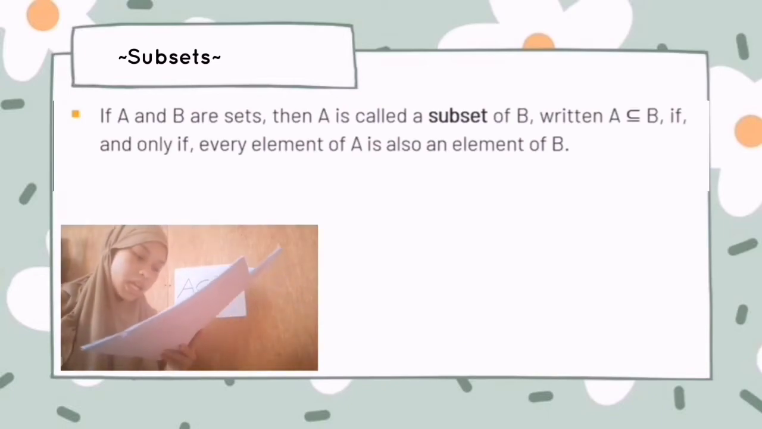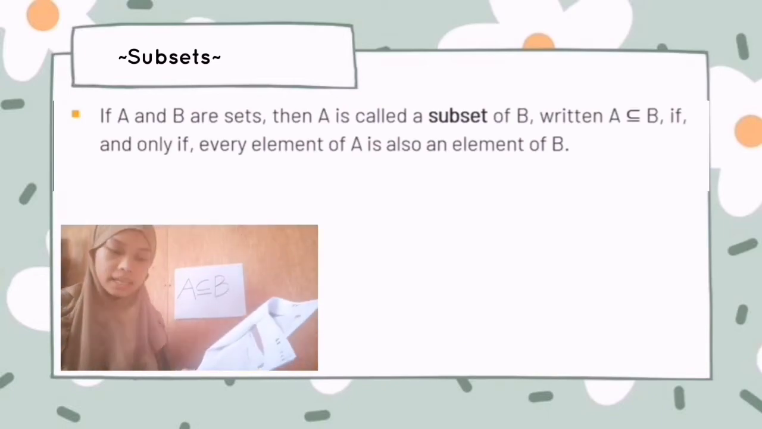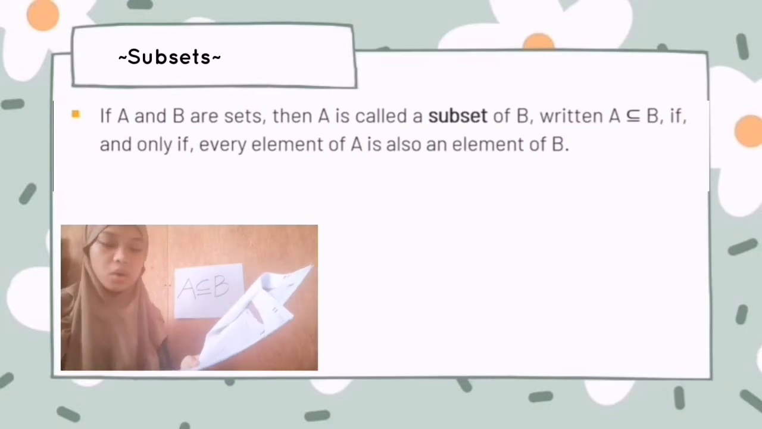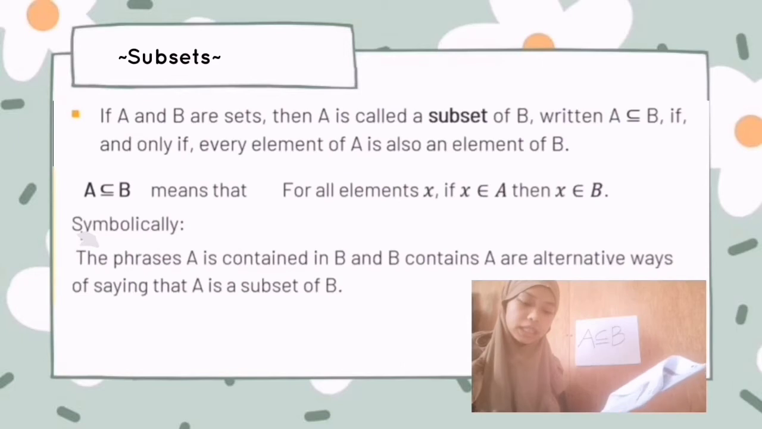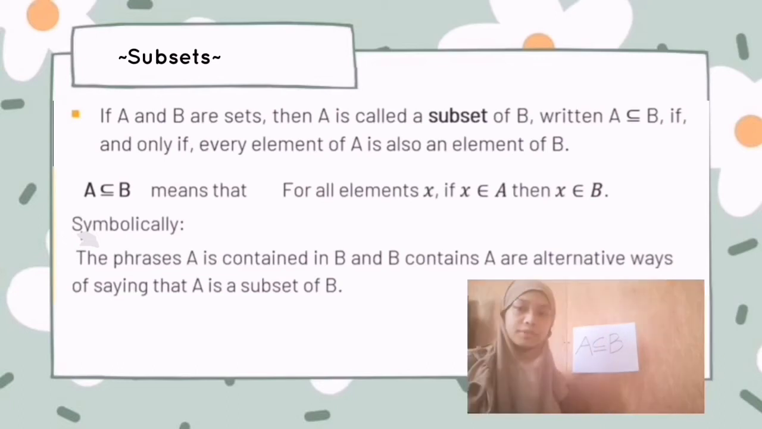Subset. If A and B are sets, then A is called a subset of B. Kapag gumagamit tayo ng symbol na ganito, it means that for all elements of X, if X is an element of A, then X is an element of B, if and only if every element of A is also an element of B. In short, masasabi natin subset siya kapag yung element ni A ay makikita mo kay B. So that is called subset.